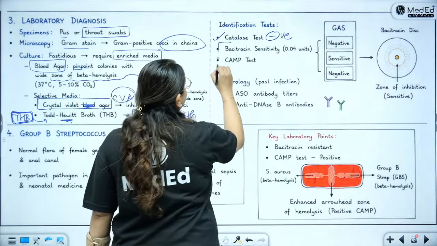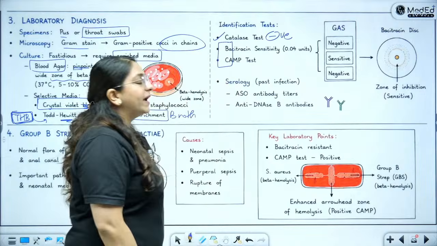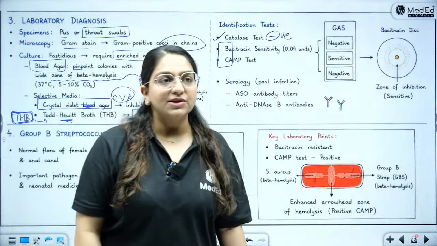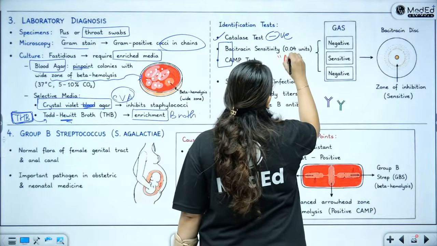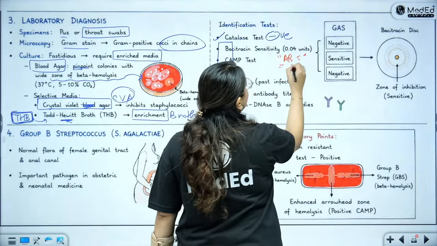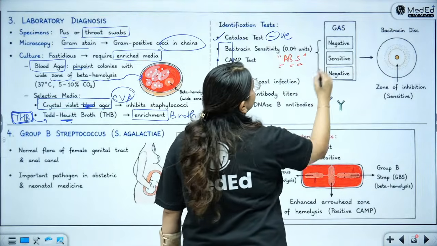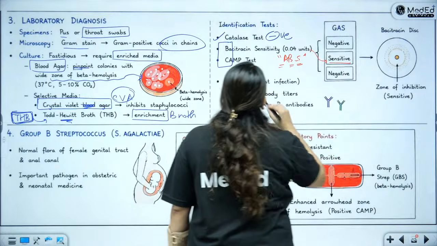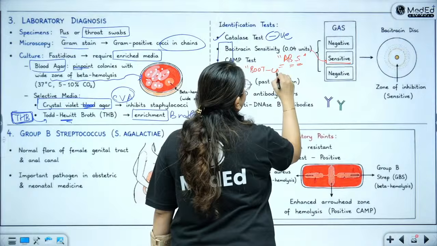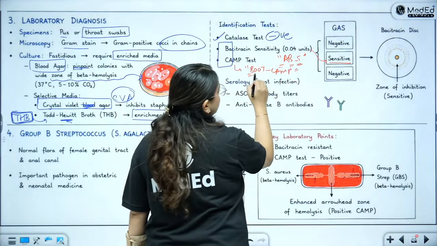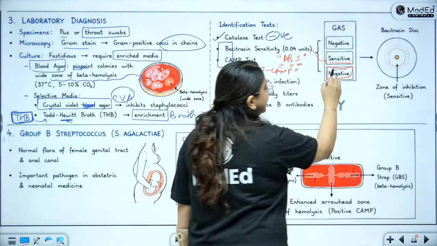Then we have two tests to differentiate between group A and group B. It is CAMP test and bacitracin. My students will remember the mnemonic for bacitracin is ABS. So, you know that group A is bacitracin sensitive. And the mnemonic for CAMP test is boot camp. So, boot camp is telling you that group B is CAMP positive. So, this guy is going to be CAMP test negative.